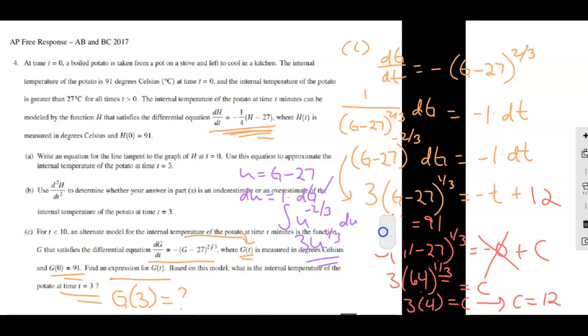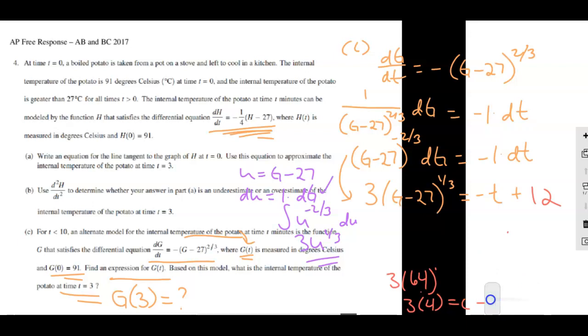I'm going to just kind of clear this so I have room to finish the algebra, right? Using the condition to solve for C, but now all that work doesn't matter, because we're already done with it. Okay, so now let's continue on. I would want to divide by 3. So I have G minus 27 and the cube root of it. I'm going to actually write this instead of negative T plus 12, as just 12 minus T. I'm just going to put it all over 3.